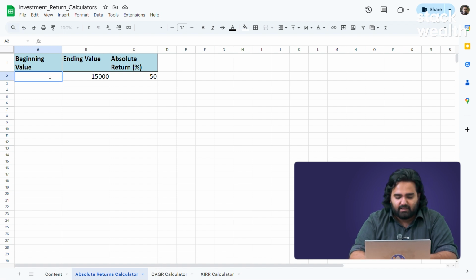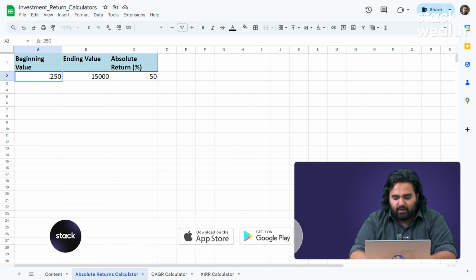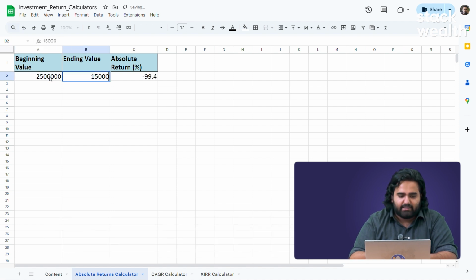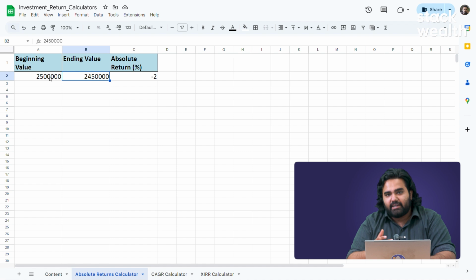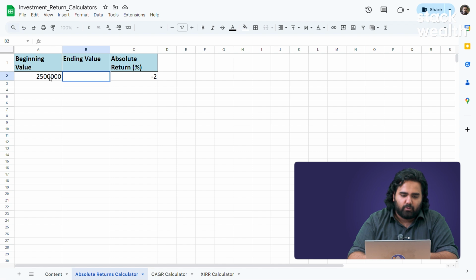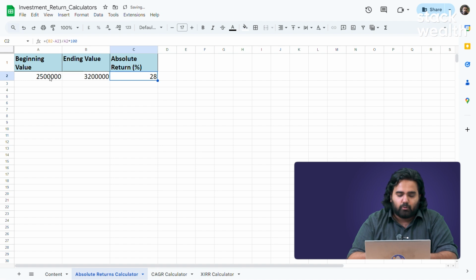Let's play around with these numbers. Let's say that the first initial value was 25 lakhs, right? 25 lakhs, and the ending value was, let's say you went into a loss and now your value is 24 lakhs and let's say 50,000, right? So your portfolio went down by 2%. Now, is this 2% in 10 years, in 5 years? No idea, because we're not looking at that right now, right? Let's say if you went into a profit and let's say you now have 32 lakhs, your portfolio went up by 28% in that case. So this is very simple. Obviously, absolute returns is not a very complicated thing to understand.